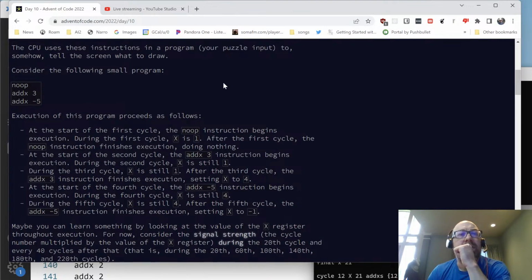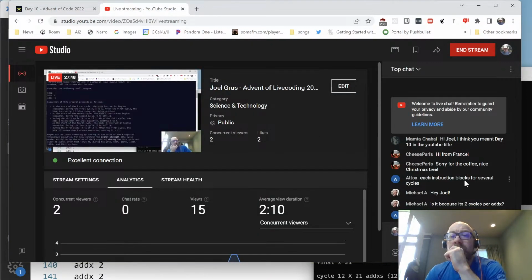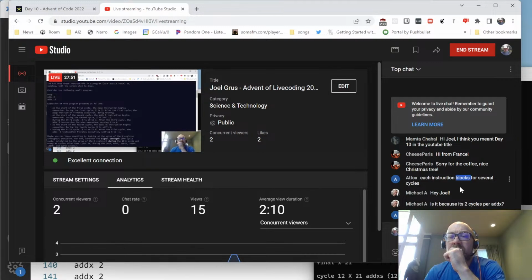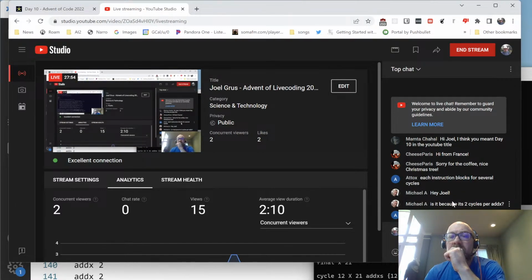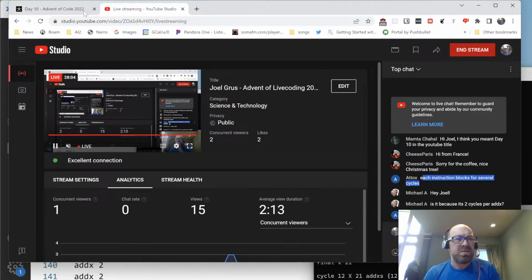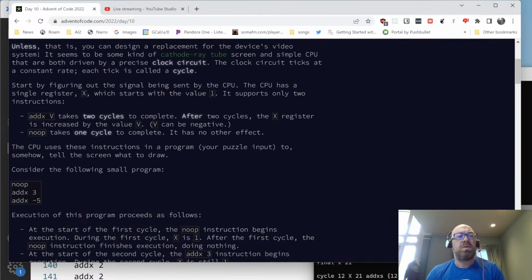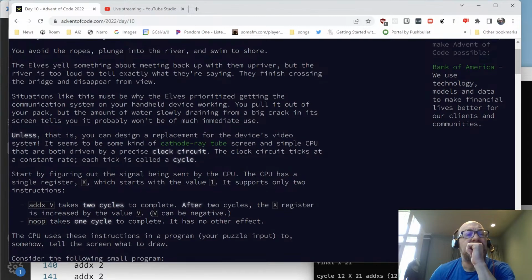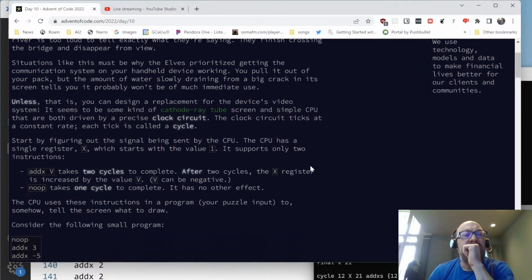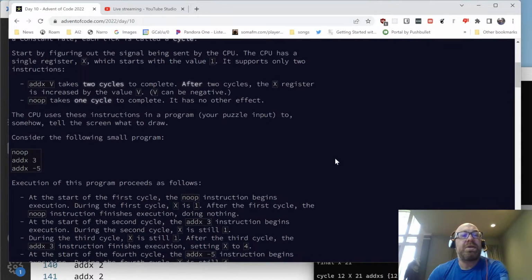There's something I'm not getting here. Let's see. Each instruction blocks for several cycles. Oh, is that what it says? Single register source only register. Add V takes 2 cycles to complete. After 2 cycles, the X register is increased by the value V. V can be negative. No op takes 1 cycle to complete. It has no other effect.